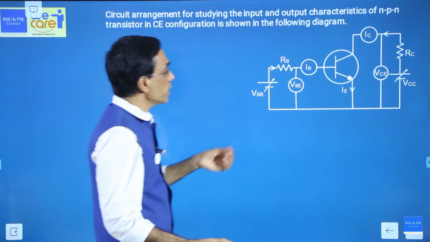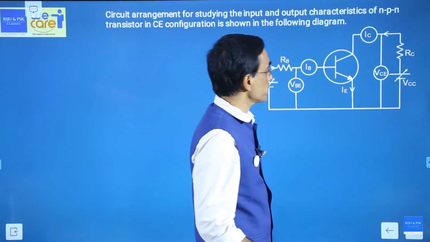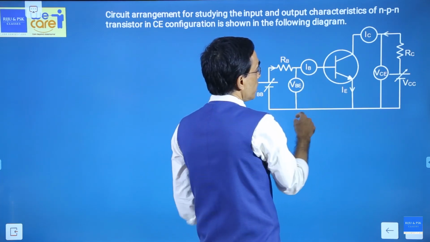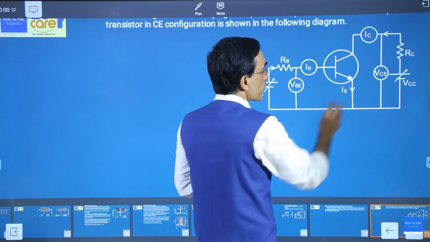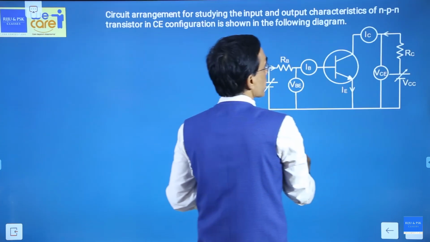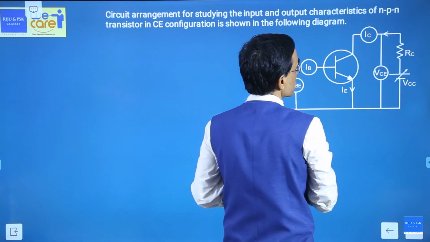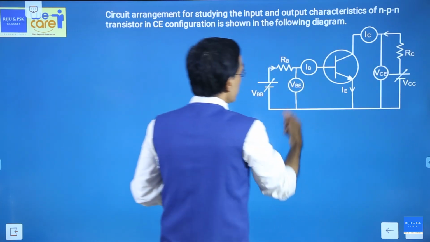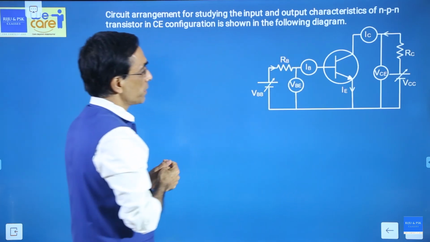Here is a circuit arrangement for finding the input characteristics. We can see that there is a transistor in a common emitter configuration. There is an ammeter here in the base circuit to measure the base current, and there is a voltmeter here to measure the voltage between base and emitter, VBE. There is a voltmeter here to measure the voltage between collector and emitter. There is an ammeter here to measure collector current. There is a resistance in the outer circuit, and a voltage in the outer circuit, VCC. In the input side, RB is the resistor, and there is a battery connected, VBB.